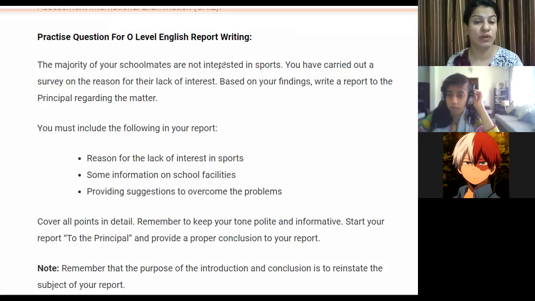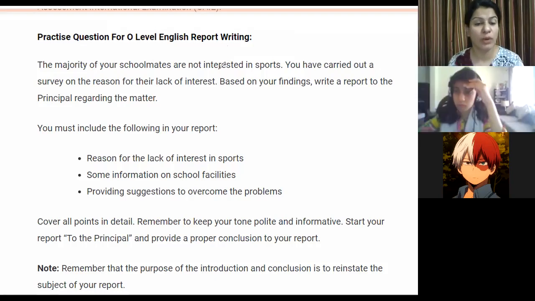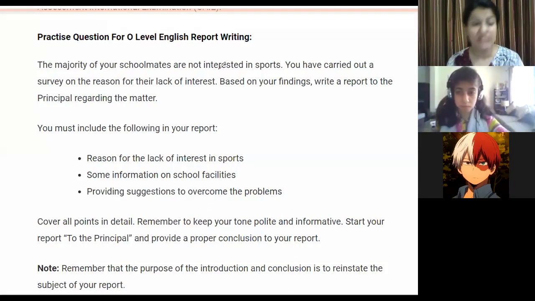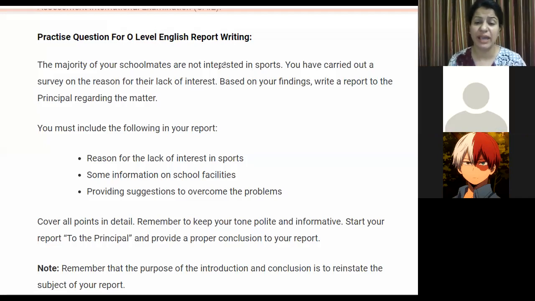You must include the following in your report: reason for the lack of interest in sports, some information on school facilities, providing suggestions to overcome the problem. Cover all points in detail. Remember to keep your tone polite and informative. Start your report to the principal and provide a proper conclusion to your report. Remember, the purpose of the introduction and conclusion is to reinstate the subject of your report. Okay, the purpose, keep this in mind.